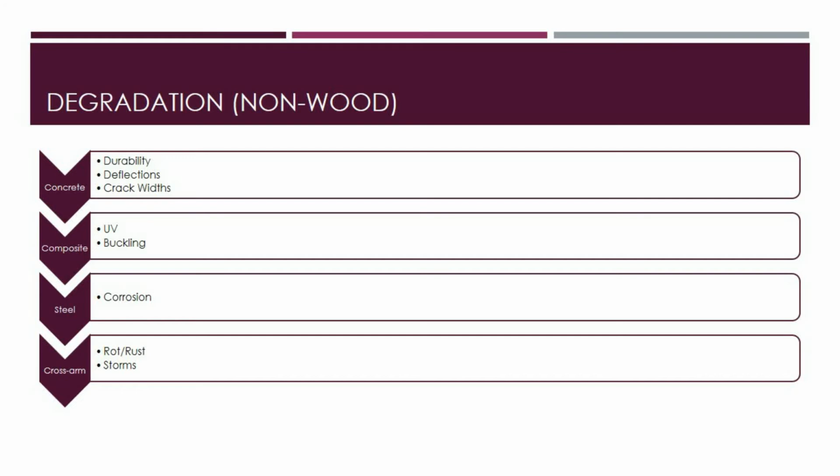As for crossarms, a decline in strength owing to wood rot caused by moisture infiltration is one of the degradation mechanisms for wood crossarms. Rusting reduces the strength of steel crossarms and hardware, on the other hand. Now, the last thing I want to say about crossarms is that aside from rotting or corrosion, wind and ice storms can also cause damage to these crossarms. And these actually affect both wood and steel crossarms.